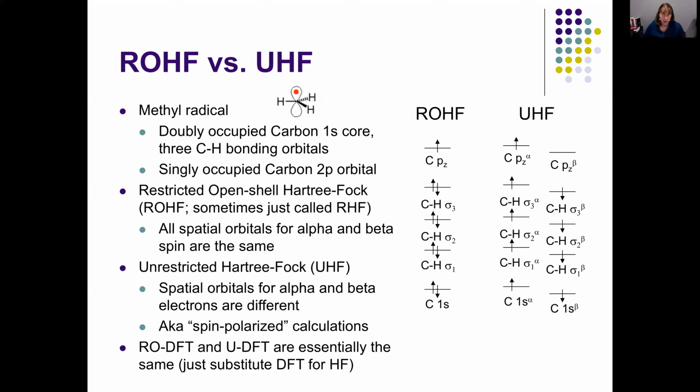So far I've just been talking about ROHF and UHF as restricted open shell Hartree-Fock and unrestricted Hartree-Fock. They're the same versions for DFT as well. Again, the same idea of either keeping the alpha and beta the same or allowing the alpha and beta orbitals to have different spatial orbitals, different coefficients, different energies. So everything I'm saying about Hartree-Fock, you can really apply to DFT as well.